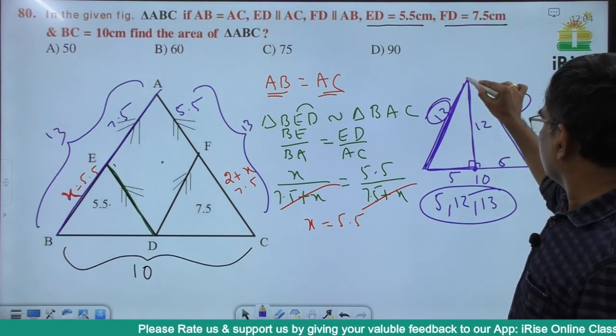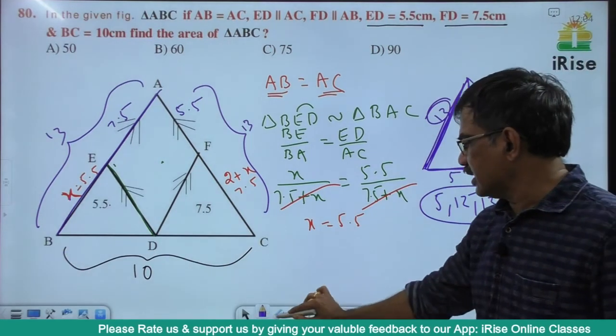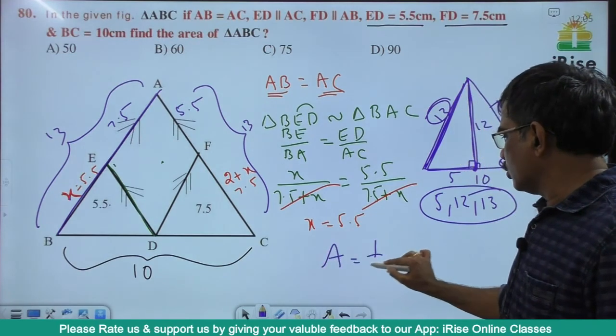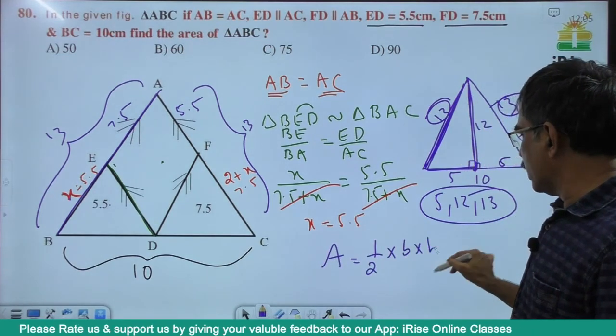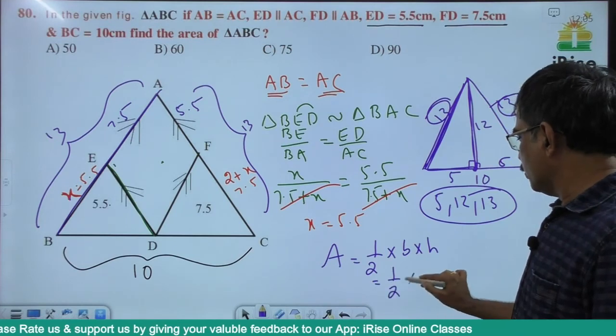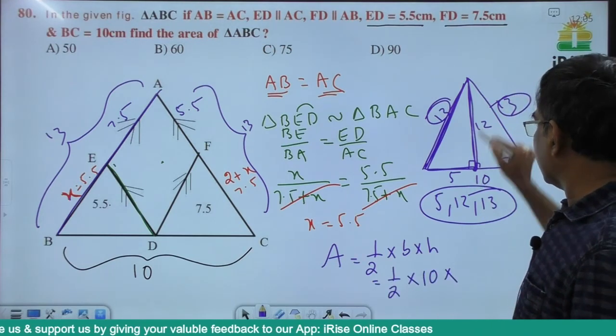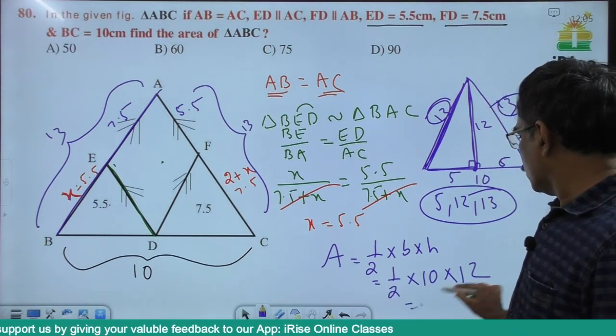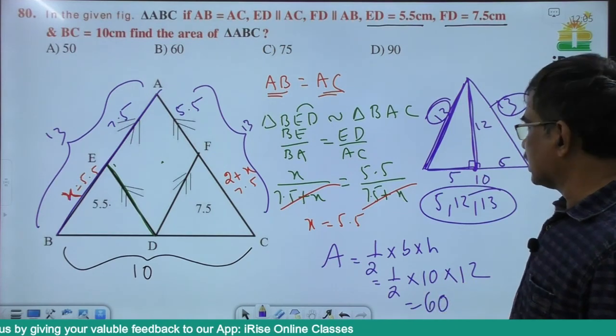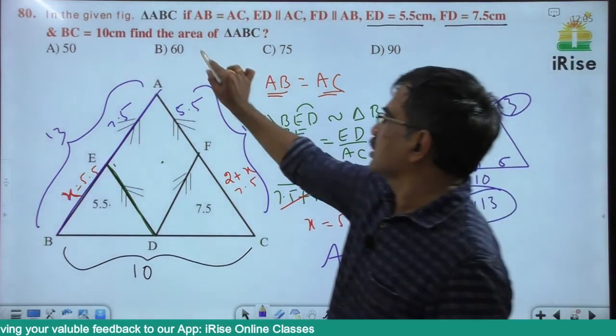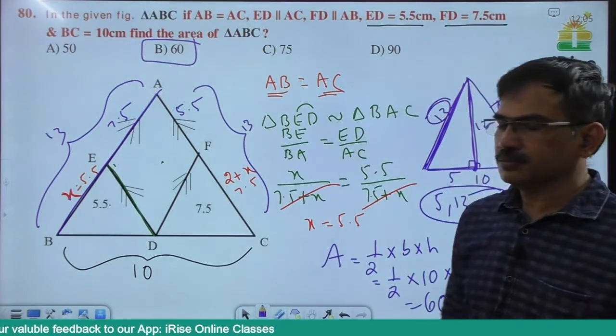If this is 12, meaning height is 12, then what is the area? Area is equal to half into base into height. Half into base 10 into height 12. So 120 by 2, which is equal to 60 square units. Answer is 60 square units.